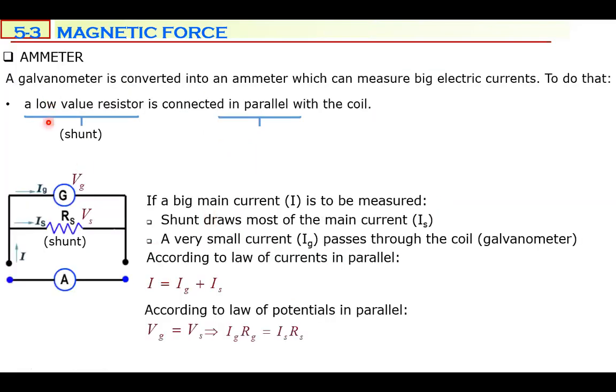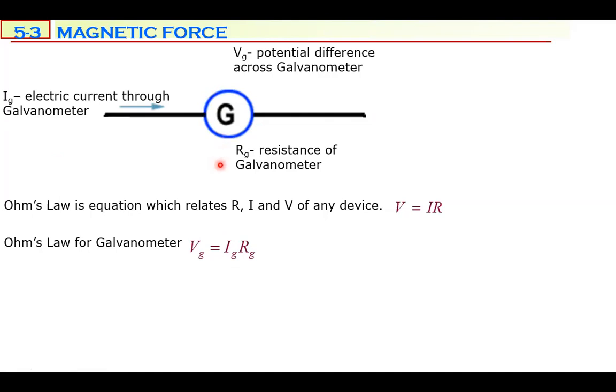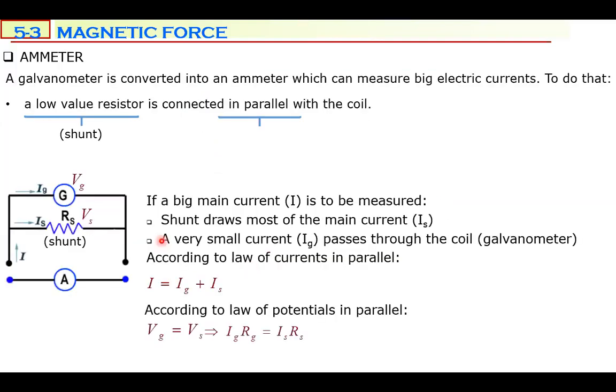But this galvanometer measures very small current, as I said, from microampere to milliampere. To use this galvanometer as an ammeter to measure higher electric current, we should connect a low value resistor in parallel. The galvanometer is converted into an ammeter, which can measure very big currents. This low value resistor is named a shunt, and this is called a parallel combination with the coil.